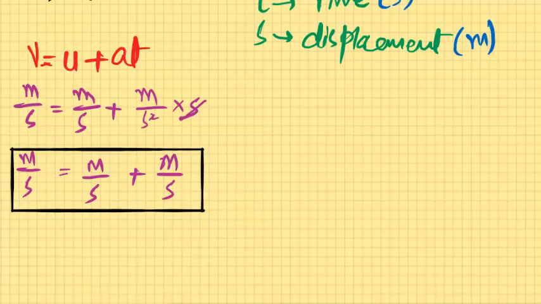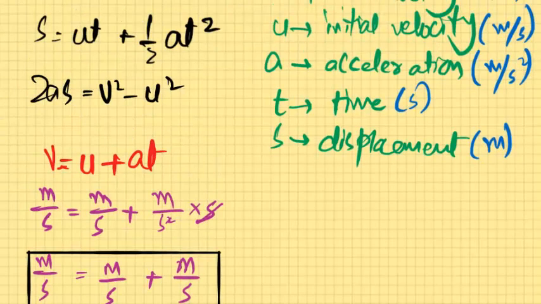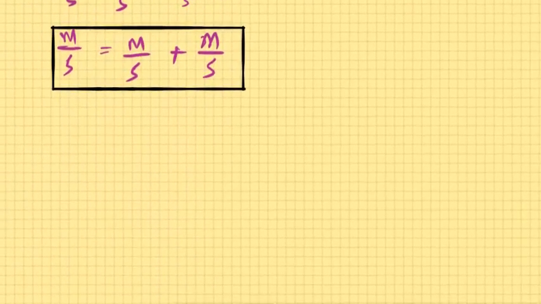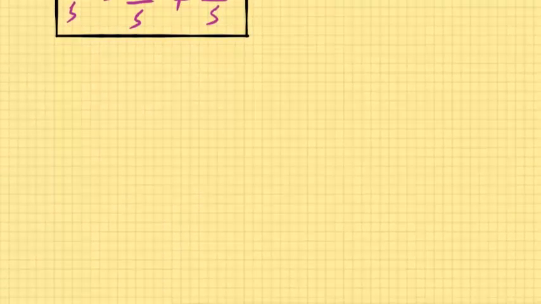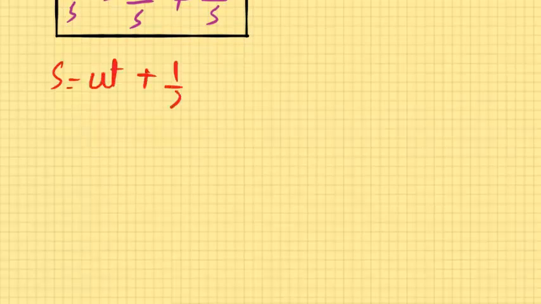Now moving on towards the next equation, which is s equal ut plus half at square. So let's say here I have s equal ut plus half at square. Now you all know that s is displacement and we measure displacement in meters per seconds.